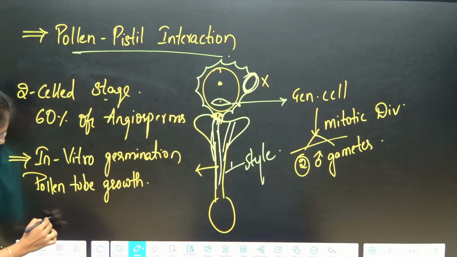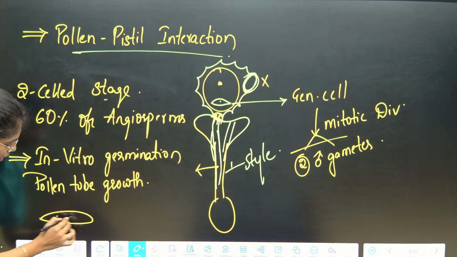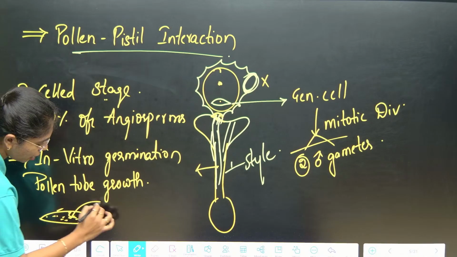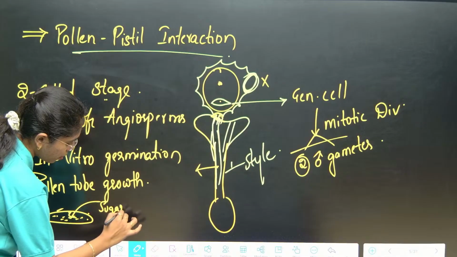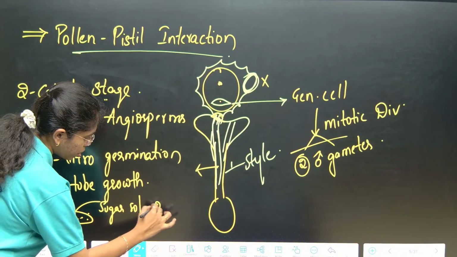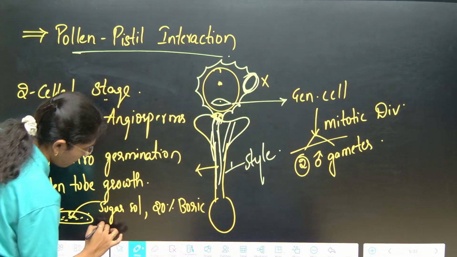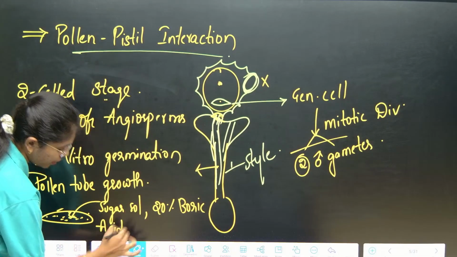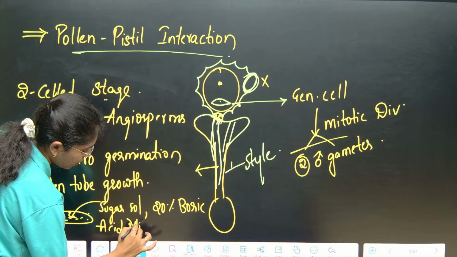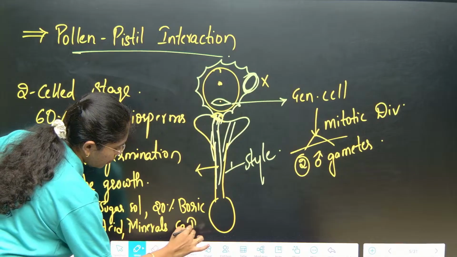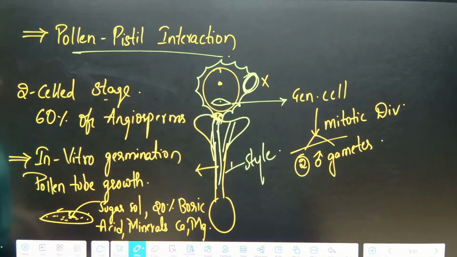For in vitro germination, take a glass slide, dust some pollen grains here, and provide it with what? Sugar solution, 20% of boric acid, and minerals like calcium and magnesium. Clear till here?